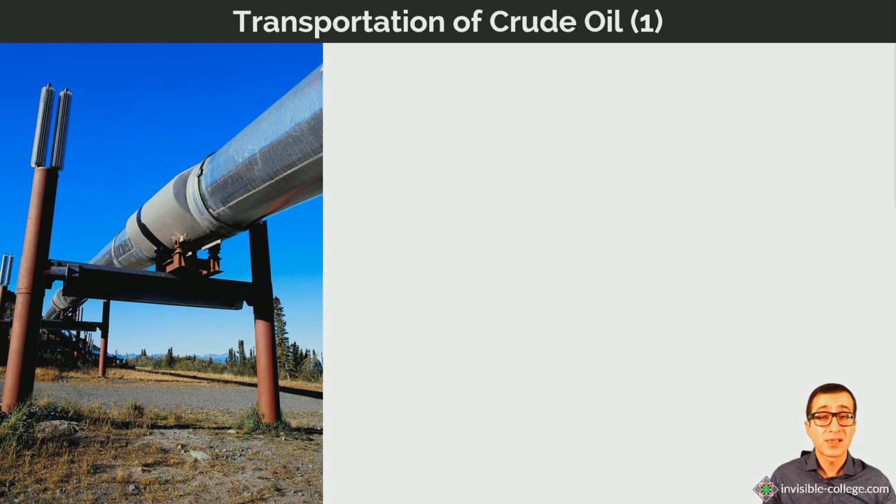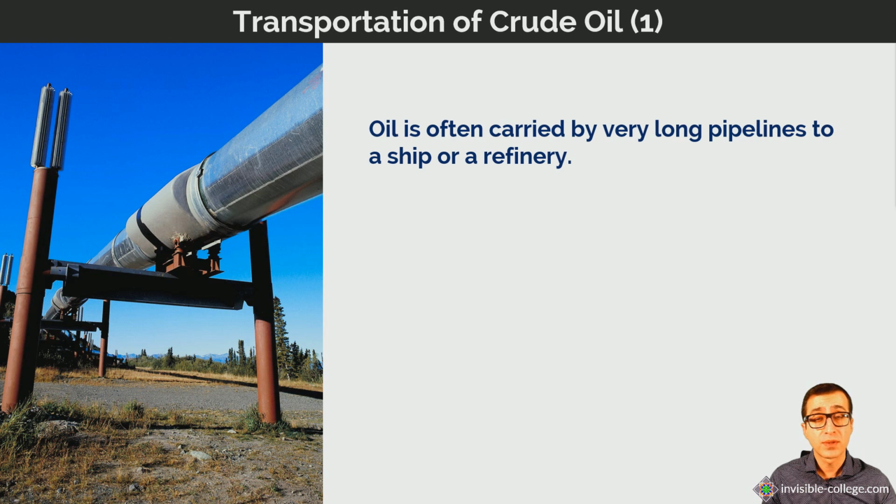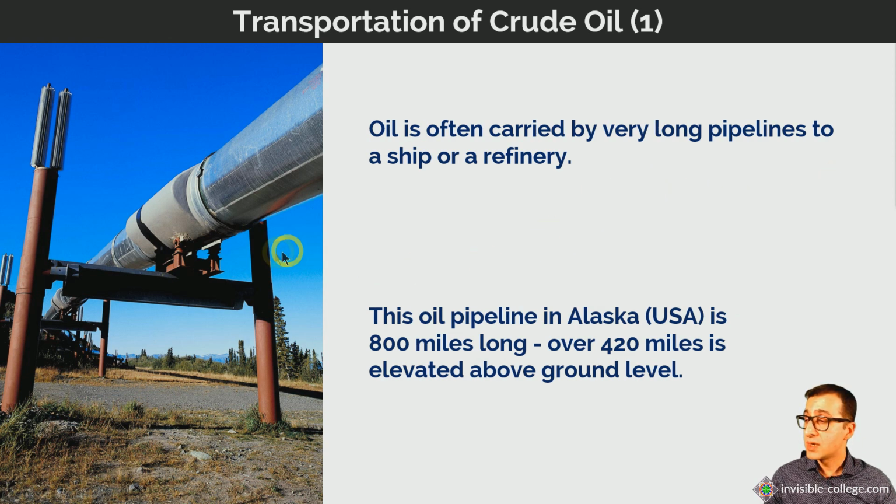Now, speaking of the transport of crude oil, oil is often carried by very, very long pipelines, and typically it's being delivered either to a container ship, or to a refinery where it can be separated into fractions, as we'll see a bit later on. This oil pipeline that you're seeing here is in Alaska and is over 800 miles long. Over 420 miles of this is elevated above ground level. So you can imagine the cost involved in maintaining these pipelines. This is still economically viable because of the enormous value that crude oil has.